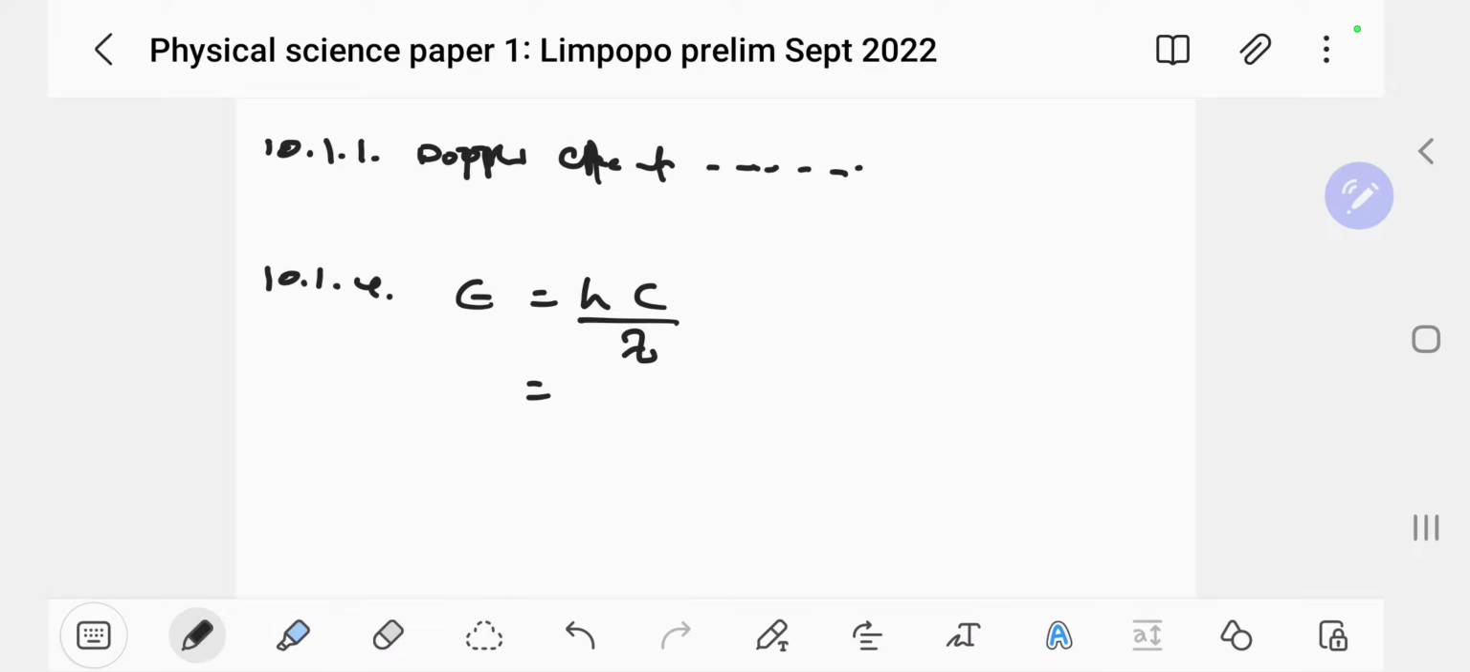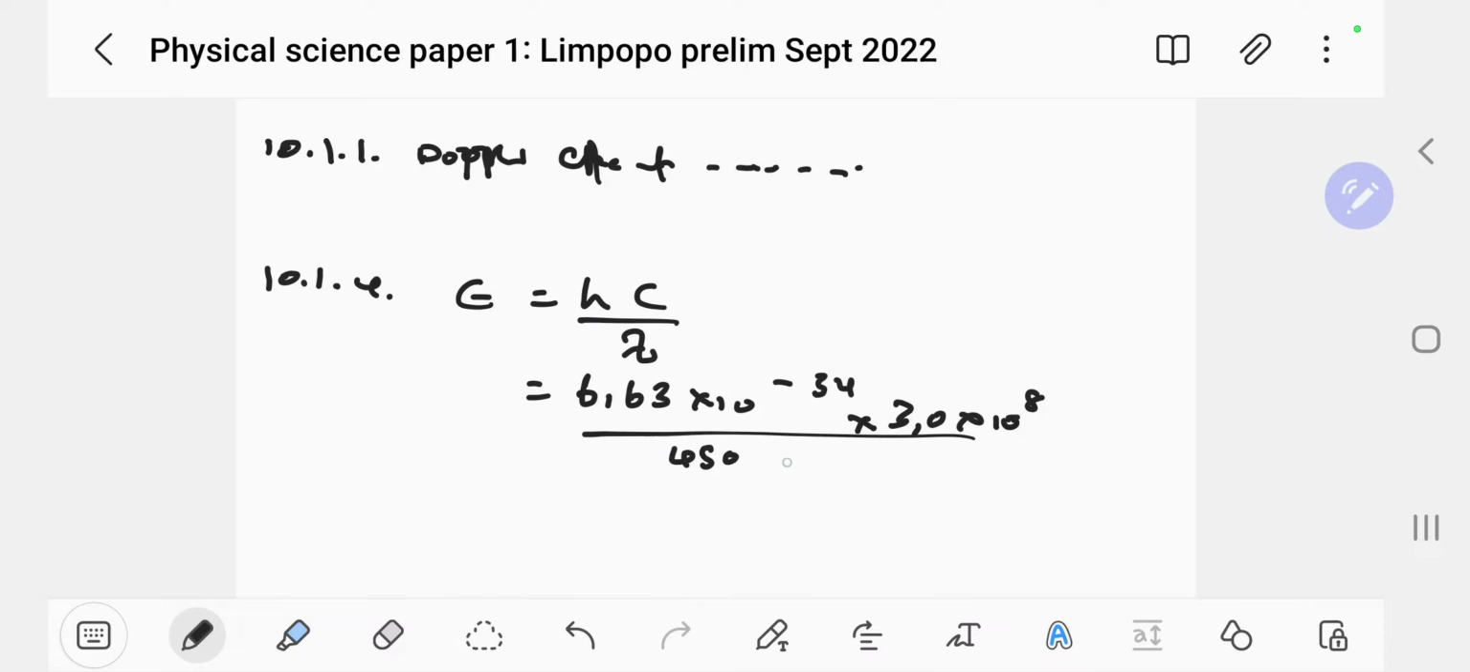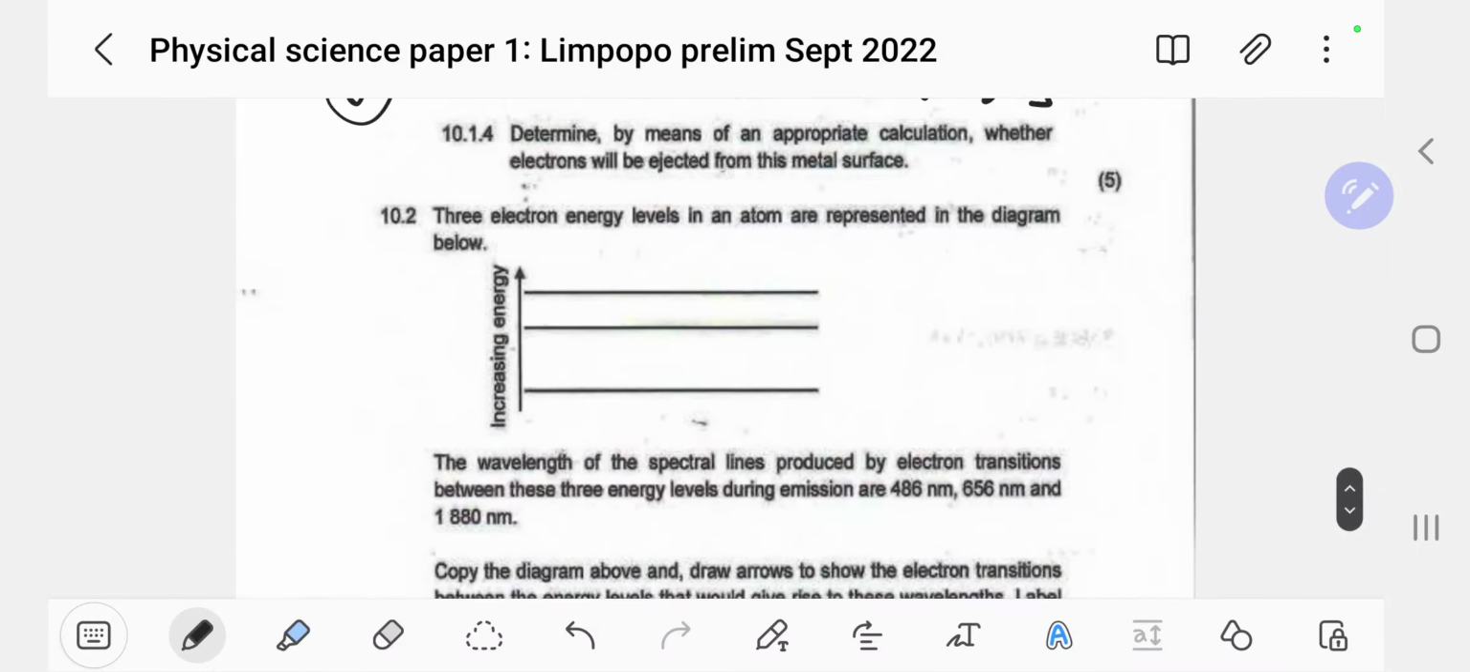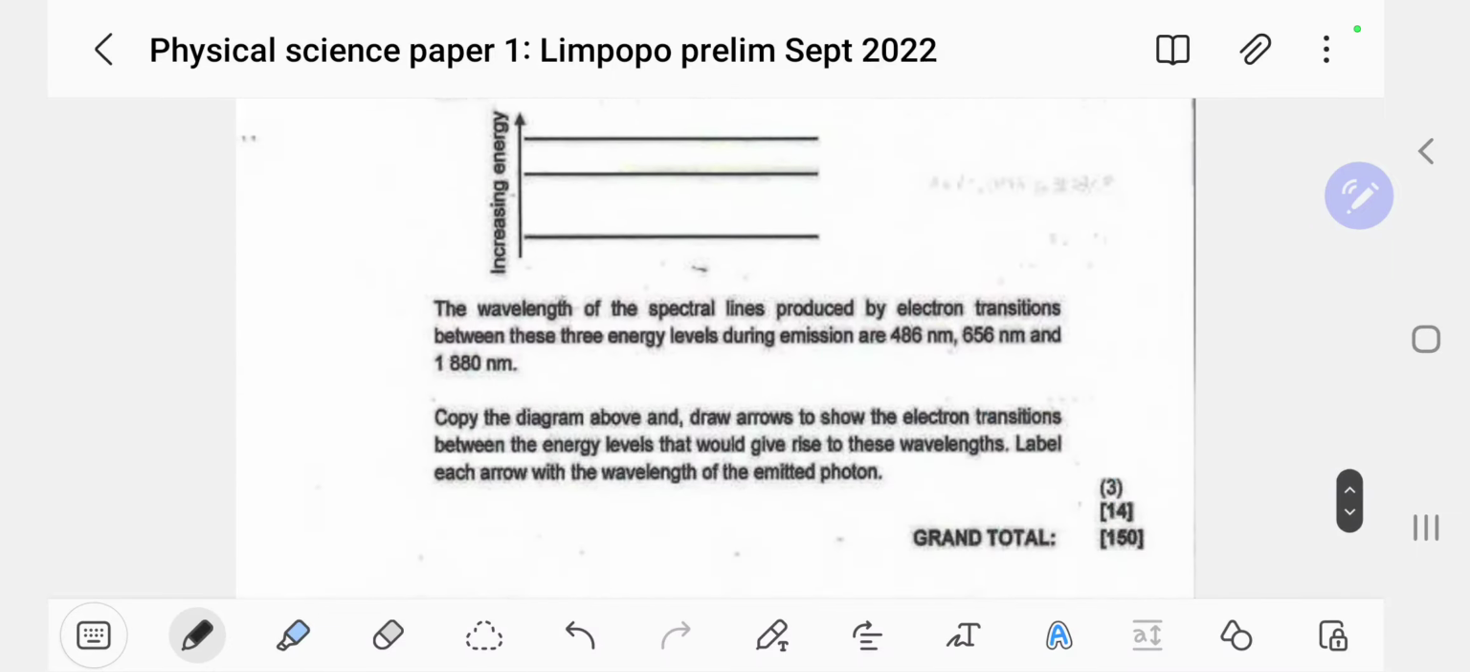Planck's constant is on my information sheet, before I start lying. So Planck's constant here is 6,63 times 10 to the minus 34 multiplied by, what is the speed of light in a vacuum? 3,0 times 10 to the exponent. Is it 8 or 6? It's 8. All of that divided by the wavelength. So this is 450 nanometers, which is times 10 to the minus 9. Nano means 10 to the minus 9.